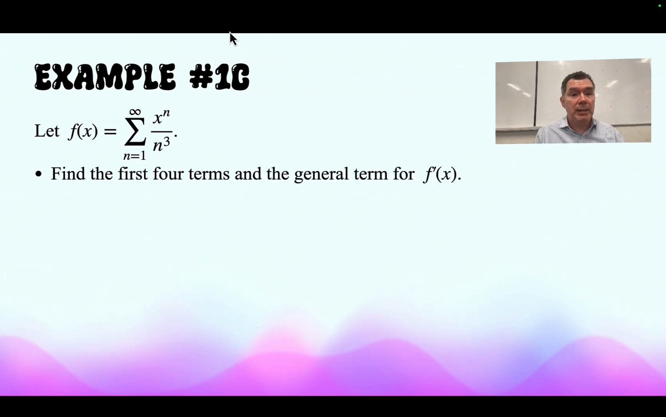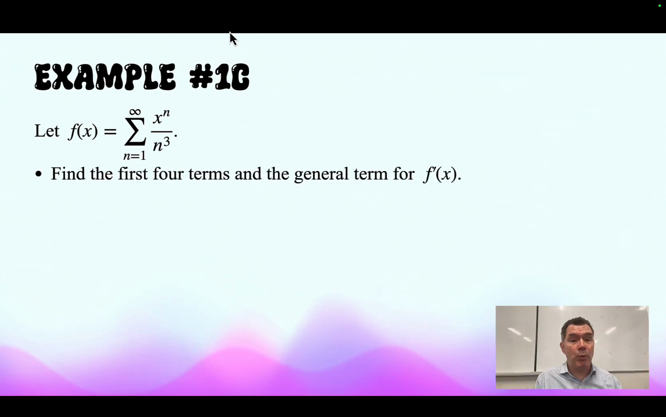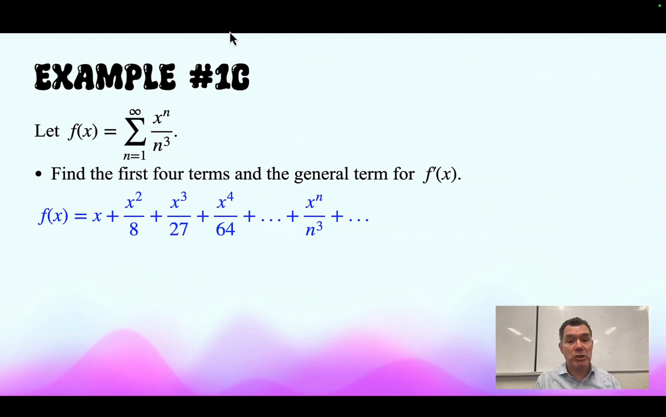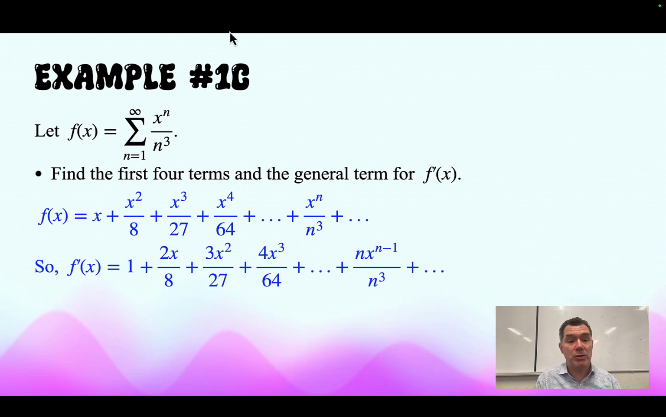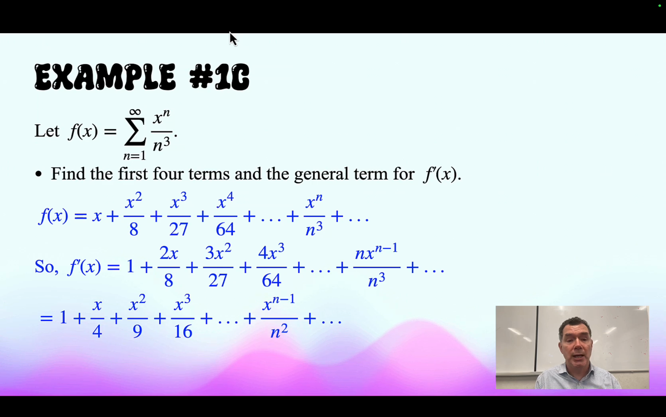Okay. Next part of that same example, we're going to write the first four terms and the general term of the derivative of f. So let's remind ourselves what f of x looks like. I've included the general term in there as well. So taking the derivative of x is going to give me 1. Taking the derivative of x squared over 8 is going to give me 2x over 8, and so on. And all of those can be reduced.